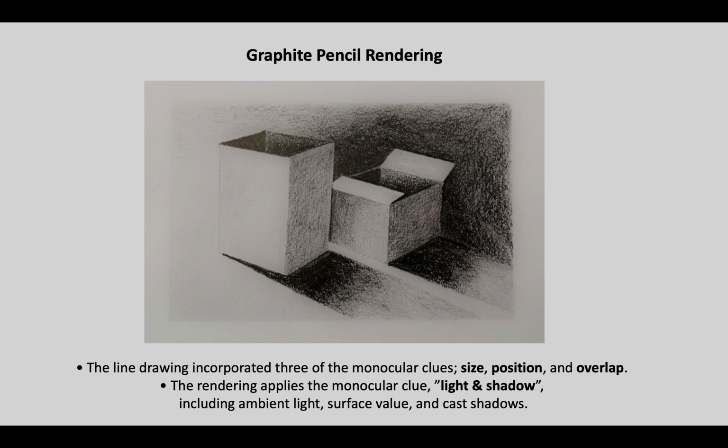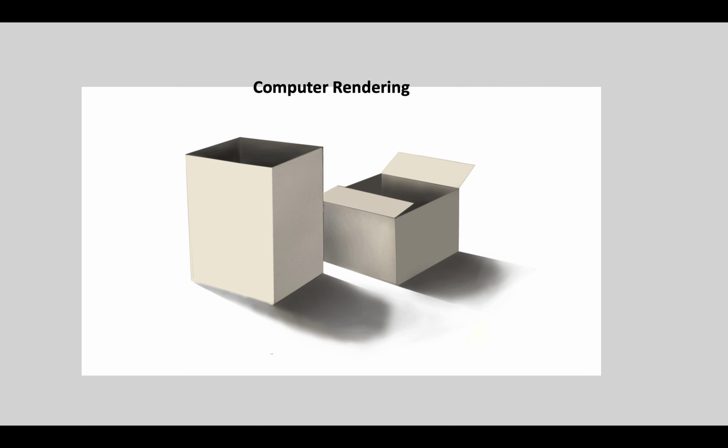And then when you throw in light and shadow, and we have here the ambient light of the atmosphere, plus the surface values created where the light source is being blocked from some surfaces, and the cast shadows of an object on another object. So that's all there is to it. There's the same objects rendered with a computer instead of pencil.